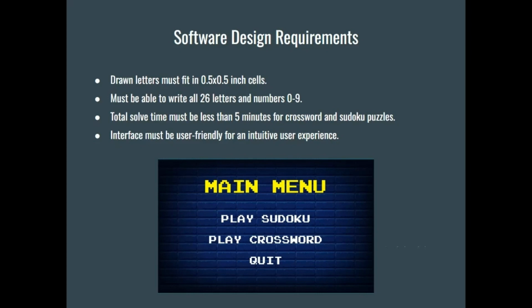And lastly, we wanted our interface to be user-friendly for an intuitive user experience. We wanted anyone walking up to our robot to immediately know what to do.